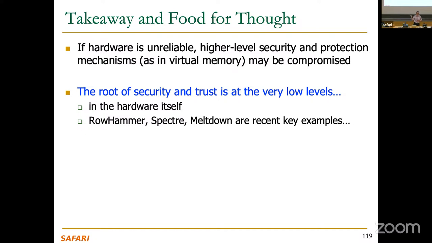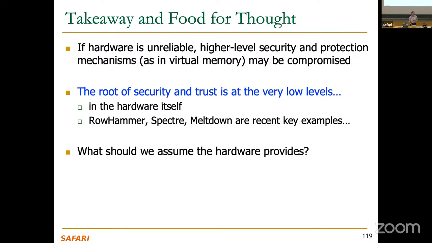And RowHammer, Spectre, and Meltdown are recent key examples. I don't cover Spectre and Meltdown. You actually have the background to think about Spectre and Meltdown because you know about caches, you know about speculative execution, you know about branch prediction, all of those. But it's more complicated than RowHammer. It's harder to exploit also.